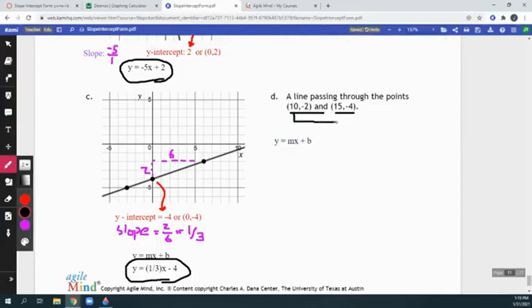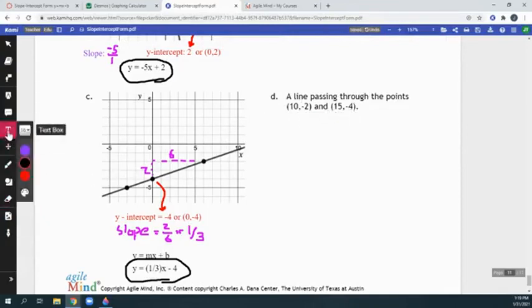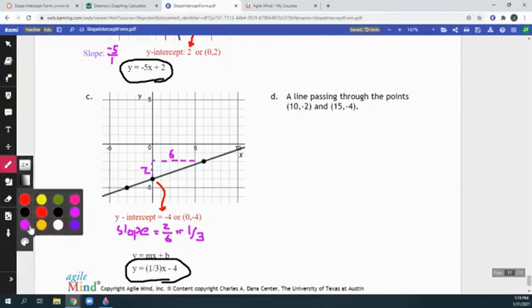The x, let's see this. Oh, I didn't want to do that. Whoops. I'm going to erase this. So if I don't have a graph, here's a cool way I can do it. So we're going to find our slope. Y, x, adds 5.